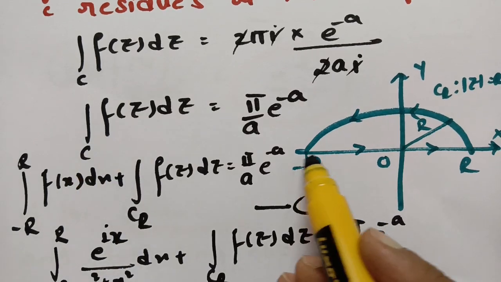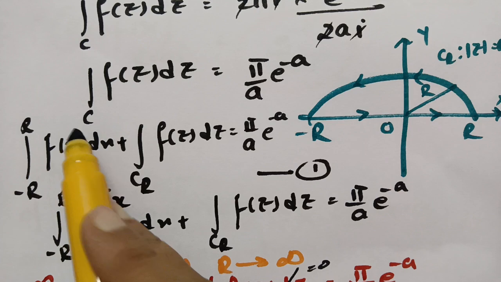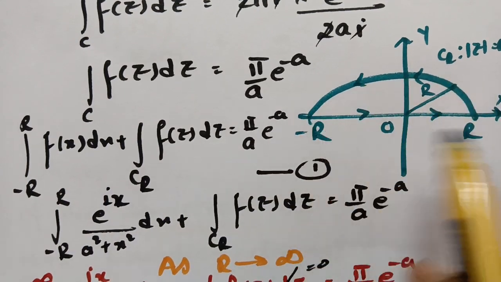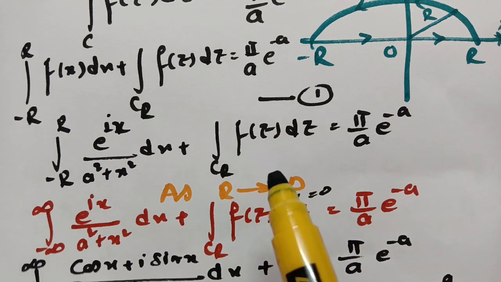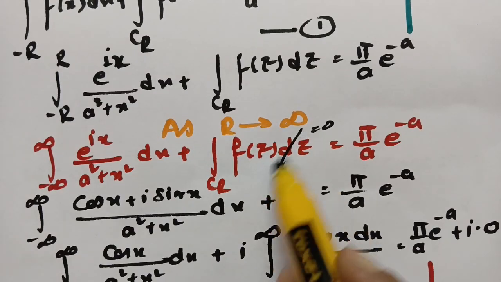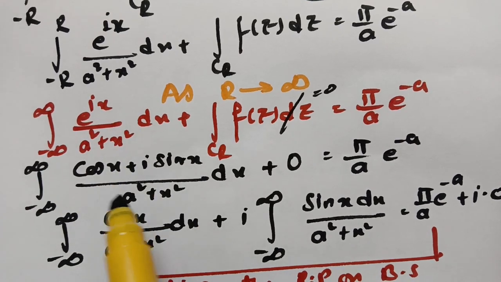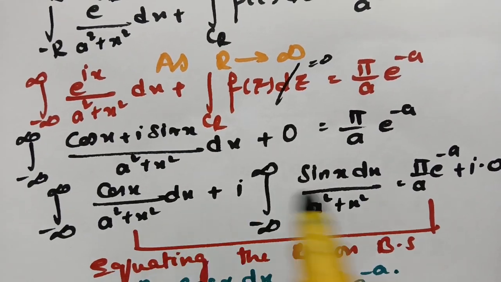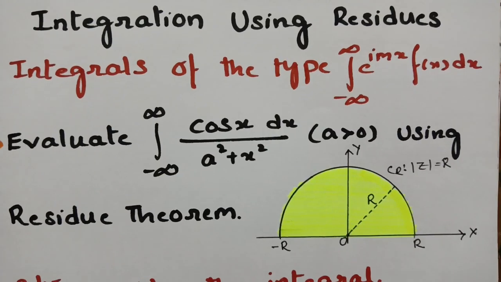This contour c is split into two integrals: the first one is from minus r to plus r, and the other is around the semicircle, for which I have given clarity on why it is 0 as r tends to infinity. e power ix can be written as cos x plus i sin x, with a real part and an imaginary part. After equating the real parts, we got the final answer as pi by a e power minus a. This is how we have to solve it.